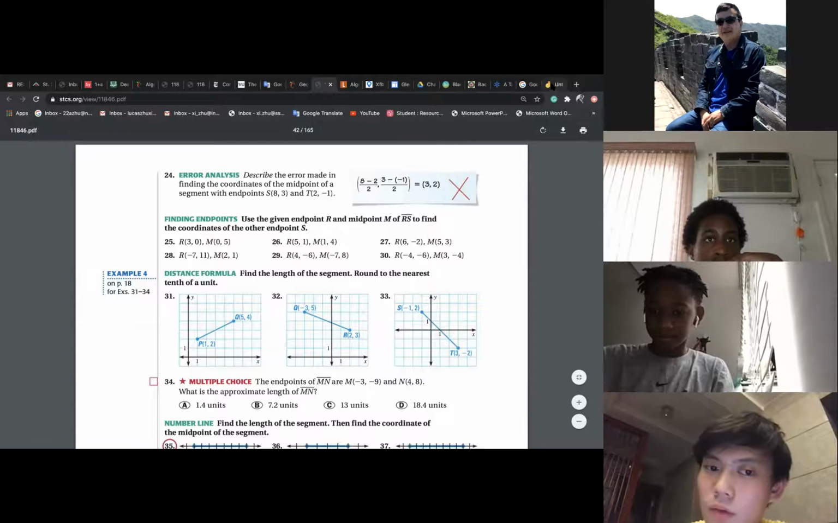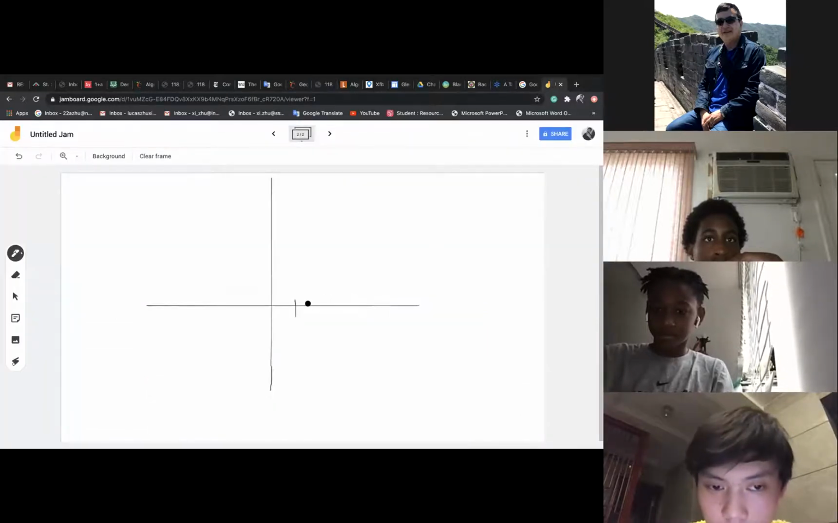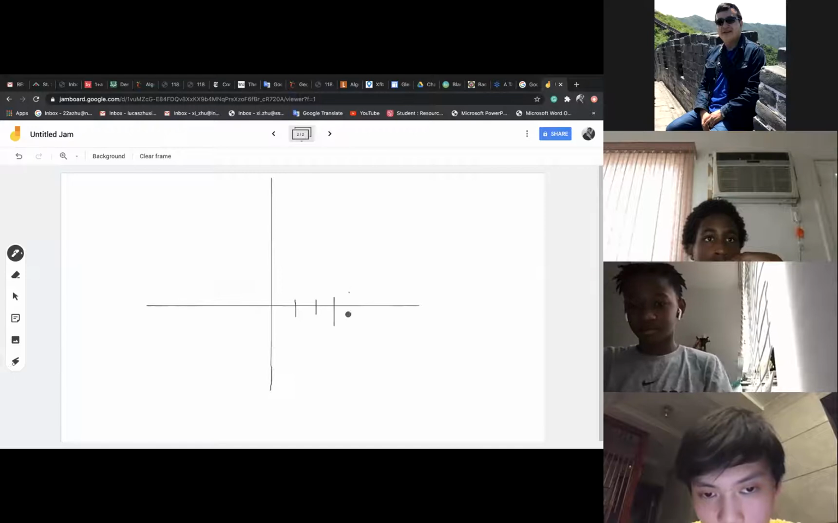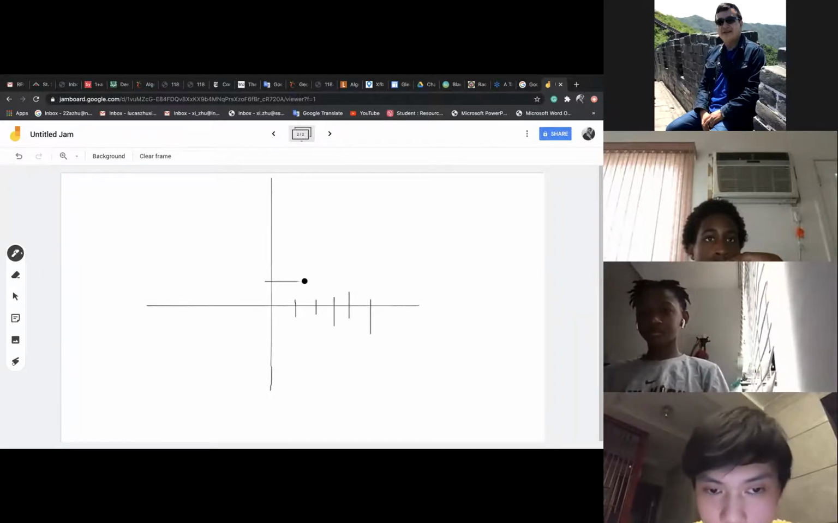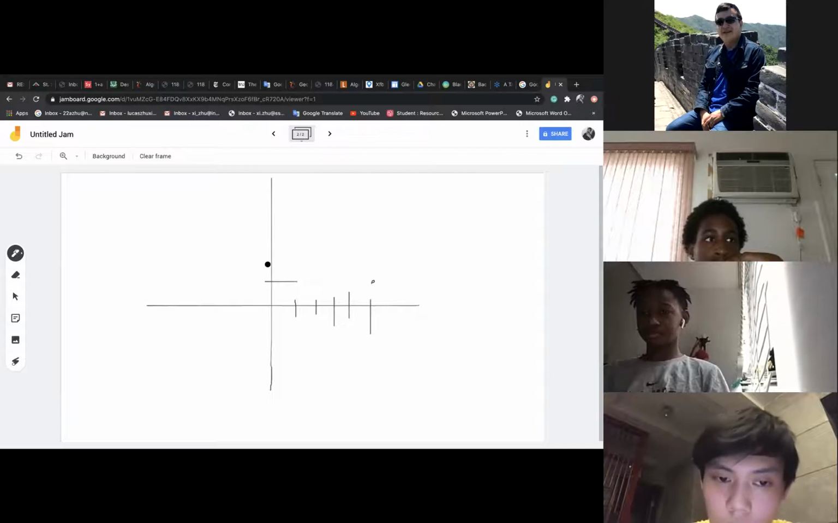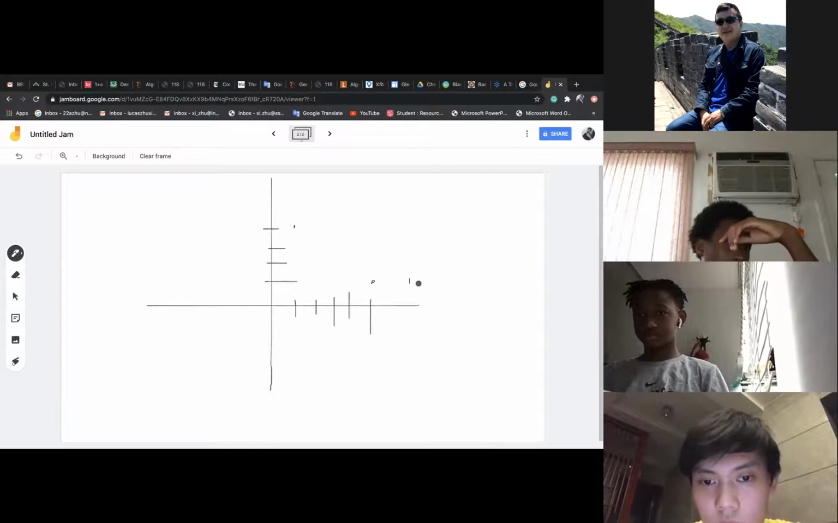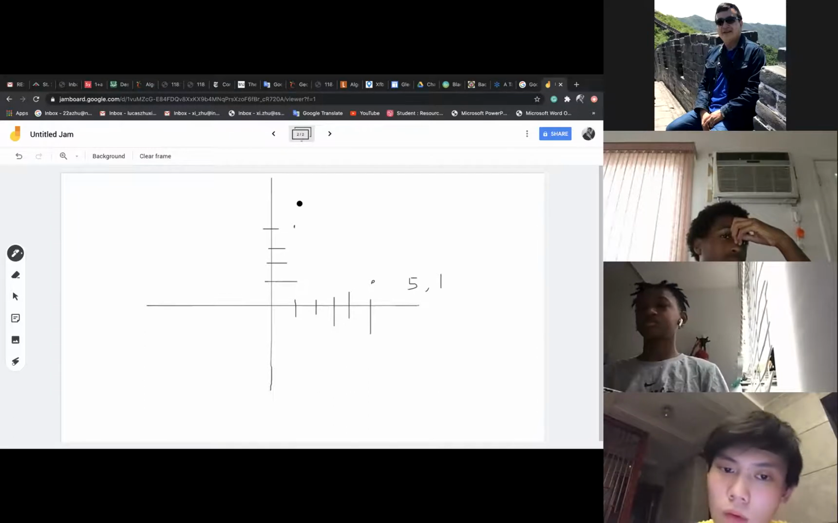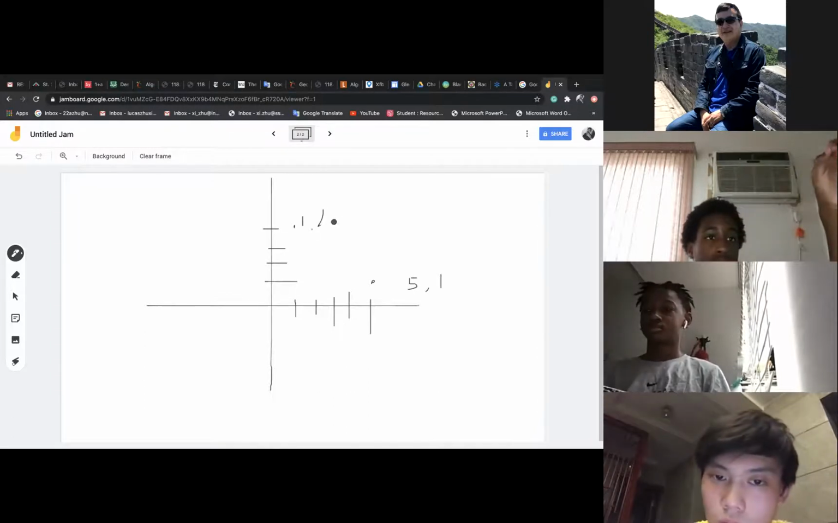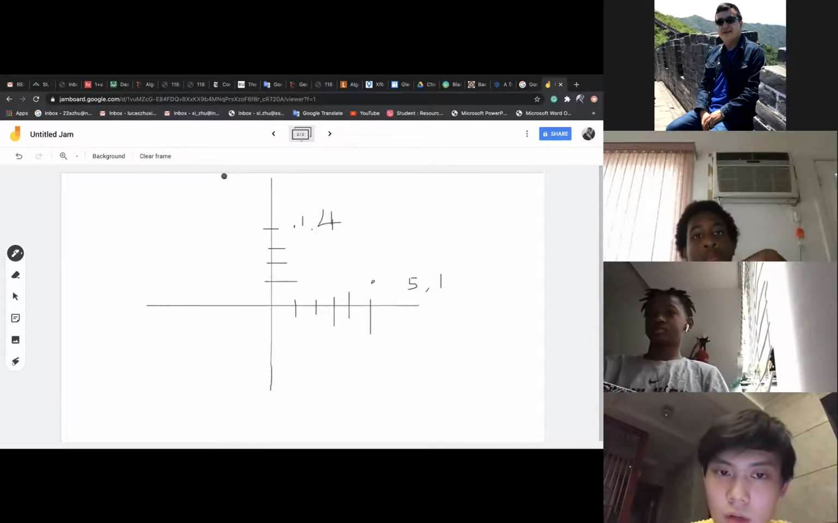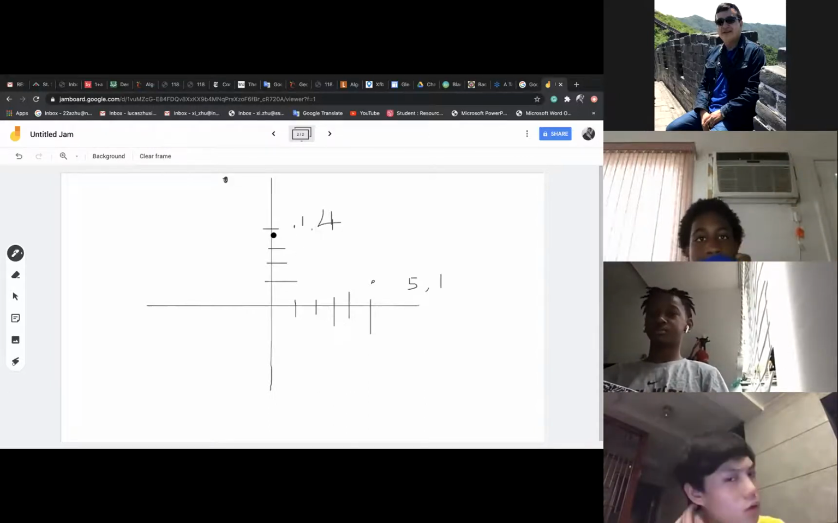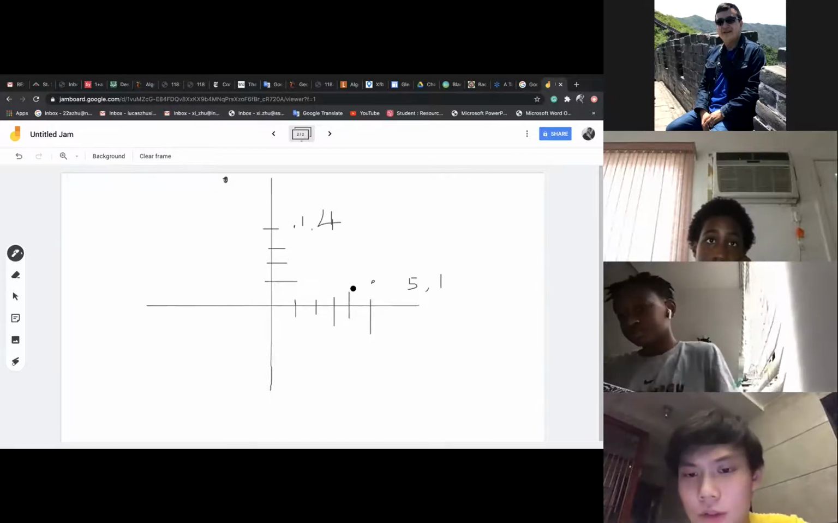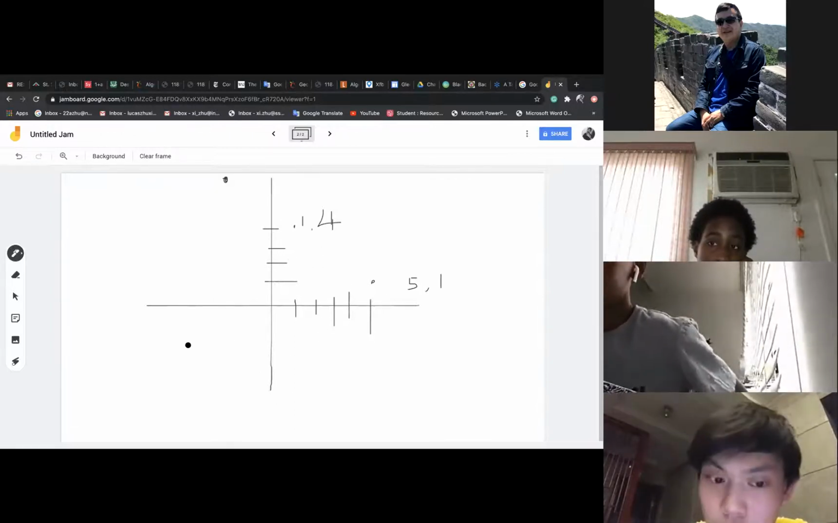The points are (5, 1) and (1, 4). 1, 2, 3, 4. It's right here, (5, 1), and (1, 4). Okay. So the other endpoint is probably somewhere around here, right?